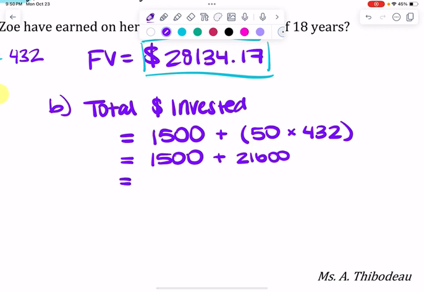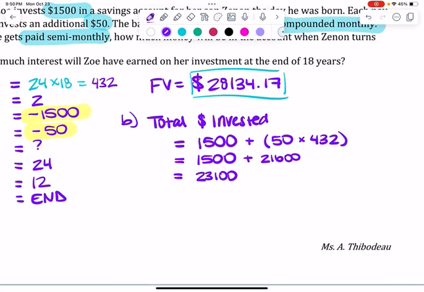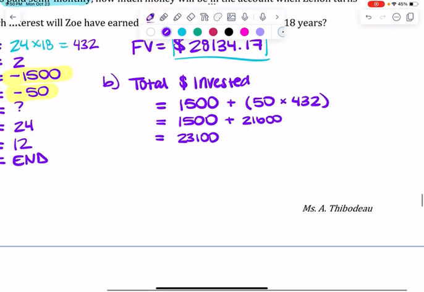And then I could add that further to say that's $23,100. But that's how much she totally would have invested over the span of those 18 years. Much higher than what originally we might have thought just by looking at those original numbers. Now again, this isn't what the question asked. The question asked what the dollar amount of interest would be.